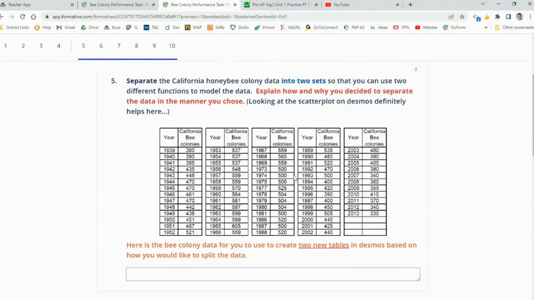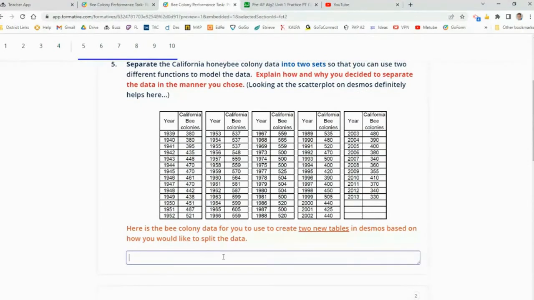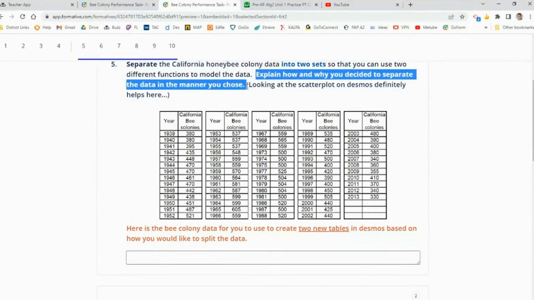So what this one is, explain how, it has it up here in red, explain how and why you separated the data the way you did. As long as you can justify why, there's no wrong answer here. If you can't justify it and say, I just split it here, well, that's not good. You have to explain how and why. As long as you explain how and why, there's different ways to split that data. You can decide how to split.